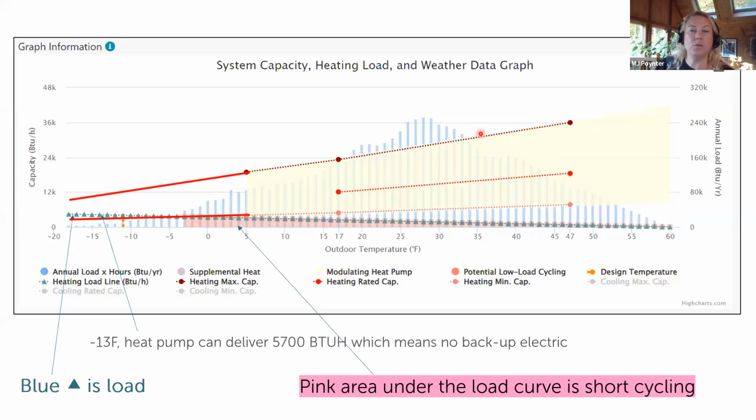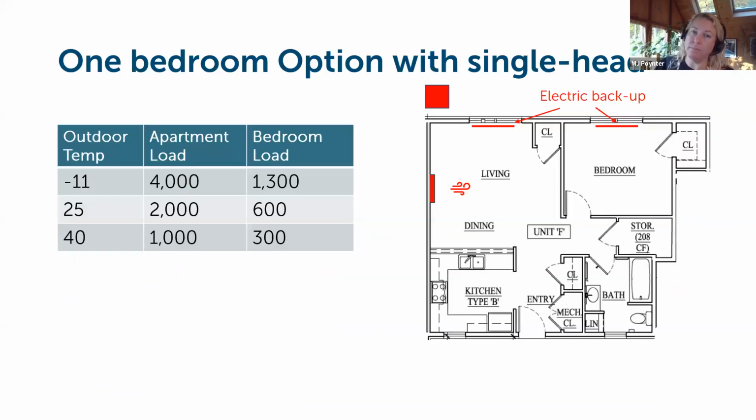And the blue is when the majority of the heating is happening, which is basically showing you're going to be short cycling during the entire majority of the heating season. In my mind, this is a no-go. This is not a good match for this apartment, and I would never recommend 2 indoor heads with 1 outdoor unit for something so small. So now let's look at another option.